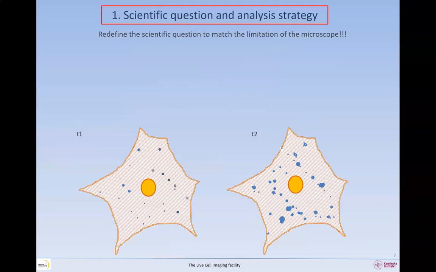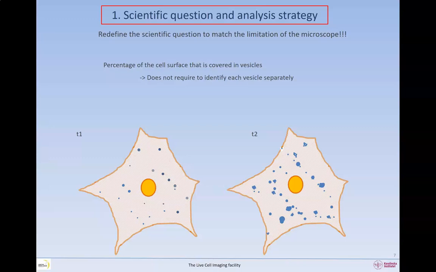Now, if instead you redefine the scientific question to match the limitation of your microscope, for example, if instead of counting individual vesicles, you reformulate the question and ask to know the percentage of the cell surface that is covered with vesicles. In this case, you do not need to identify each vesicle separately, so you will do just fine with having a lower resolution, meaning a low NA objective and ultimately less light toxicity, and on top of that a higher field of view, meaning more cells to analyze.